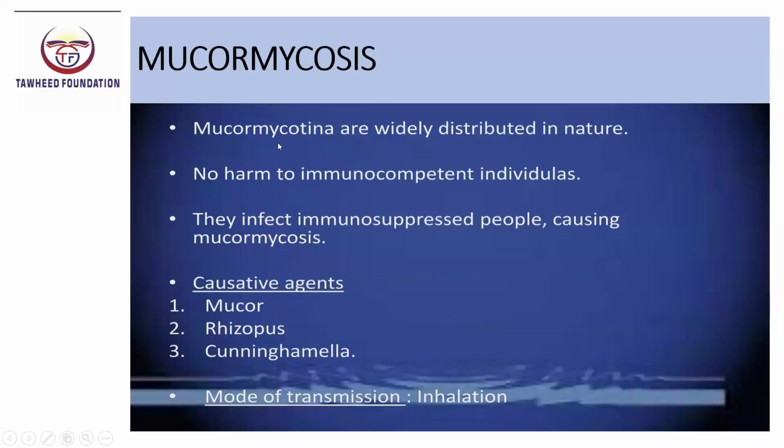Mucormycosis. Mucormycetes are widely distributed in nature. They cause no harm to immunocompetent individuals, but they infect immunosuppressed people, causing mucormycosis. Its causative agents are Mucor, Rhizopus, and Cunninghamella. Its mode of transmission is through ingestion. Inhaled spores cause infection in the sinuses and lungs.